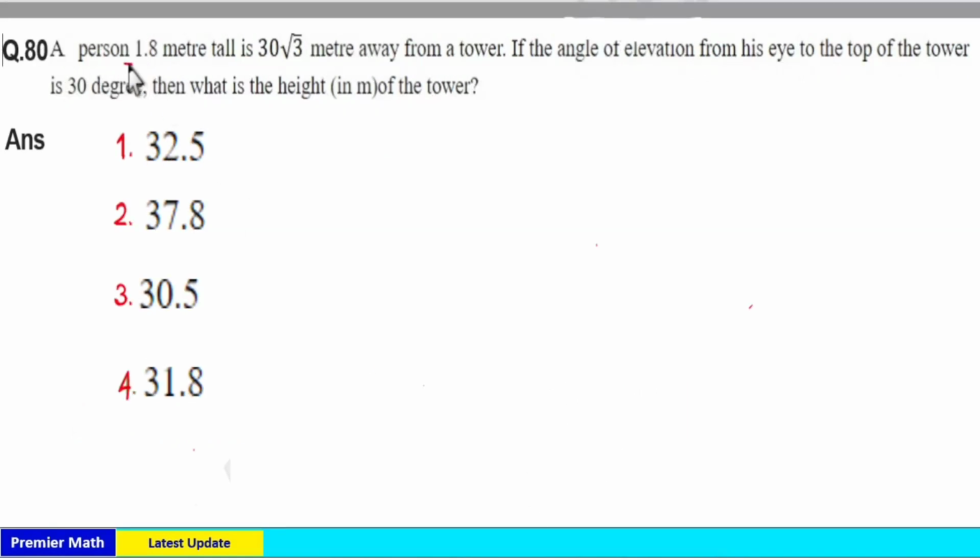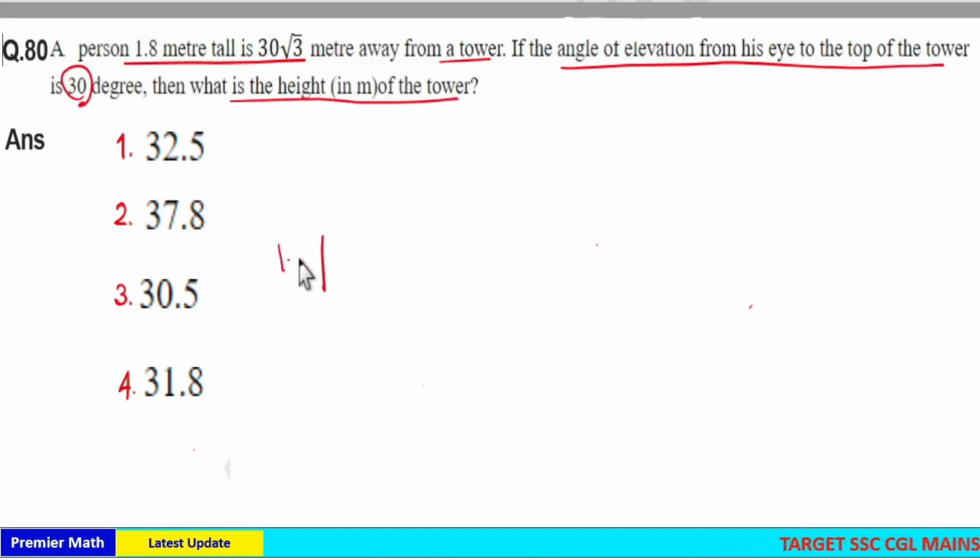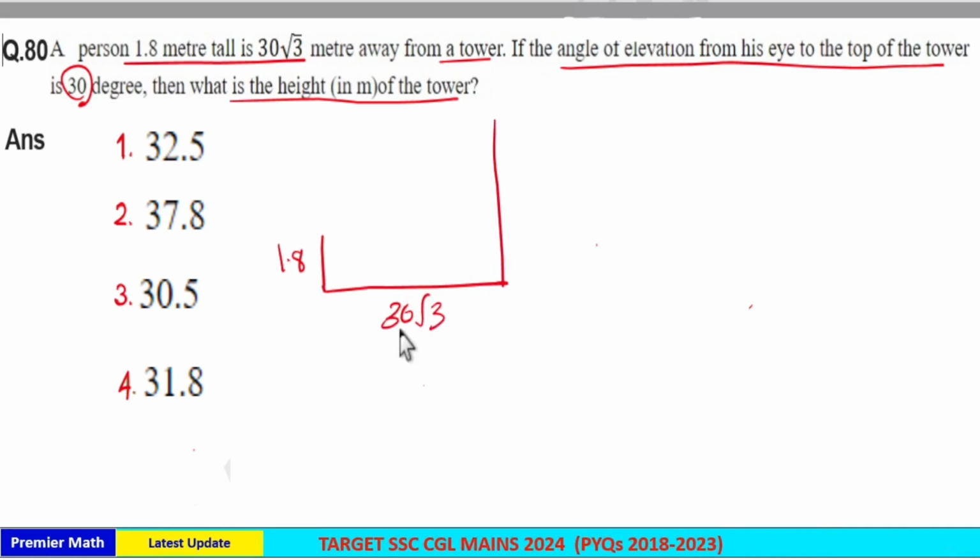A person 1.8 meter tall is 30 root 3 meter away from a tower. If the angle of elevation from his eyes to the top of the tower is 30 degree, then what is the height of the tower? Here, this is the person and height of this person is 1.8 meter. He is 30 root 3 meter away from a tower. So distance between tower and person is 30 root 3.